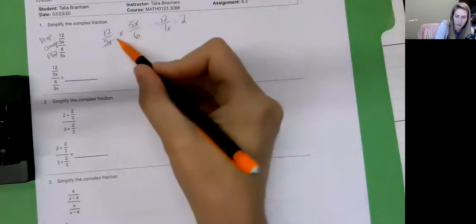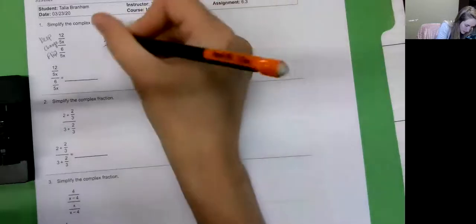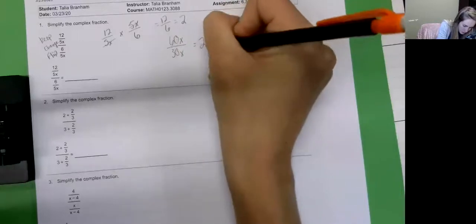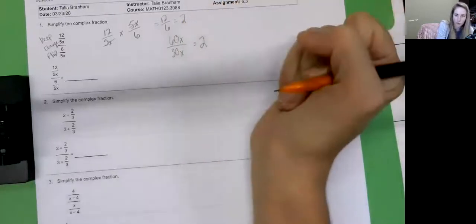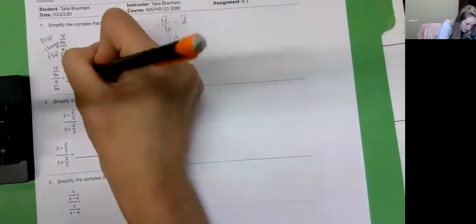And if you didn't want to do it that way, you could do 12 times 5 is 60x, and 5x times 6 would be 30x. 60 divided by 30 is 2. X divided by x would be 1, and anything times 1 is itself. So this one's answer would be 2.